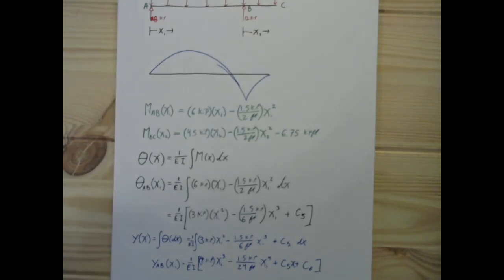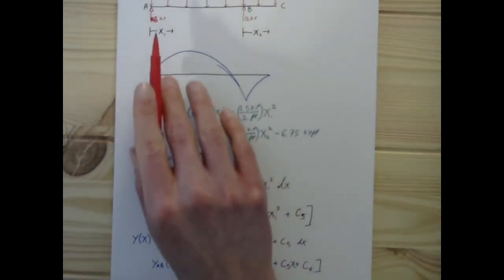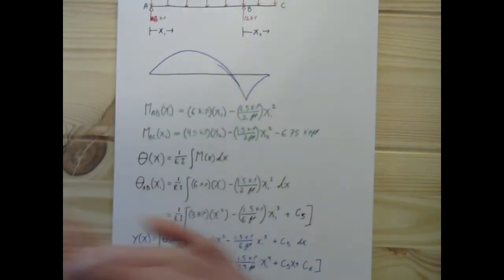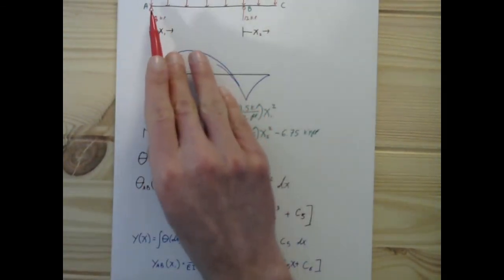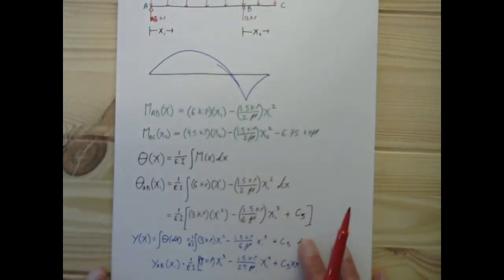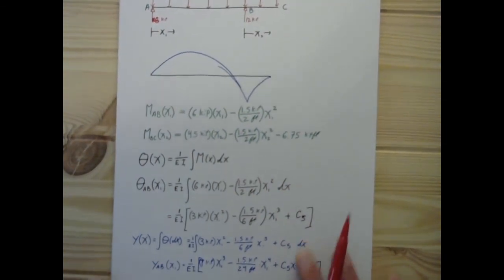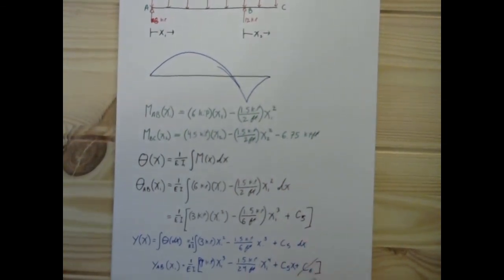So we can right away look at this constant of integration C6 and say, well, if we pop 0 into the deflection equation, we better get 0 at point A. So that's got to be 0. That's safe. Now let's look at the other equations.